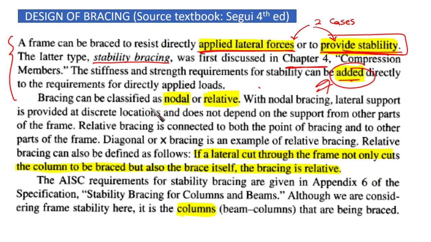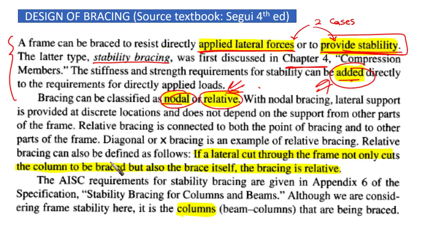Now, bracing can be classified as nodal or relative. As we said, he uses the old terminologies. We said that nodal is now not used as nodal, it's point. Relative means panel. With nodal bracing, the lateral support is provided at discrete locations and does not depend on the support from other parts of the frame. As we have said, relative bracing is connected both to the point of bracing and to other parts of the frame. Diagonal or X bracing is an example of relative bracing.